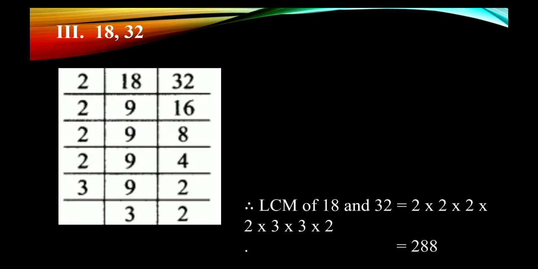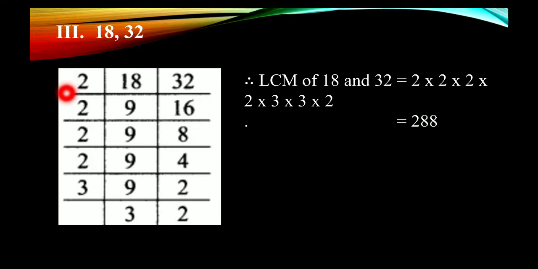2 4s are 8. Now if we see, children, 9 and 4, both numbers have no common divisor. So 2 2s are 4. Now we have 2 as a prime number, we will stop it here. Now I have 9 here. 3 3s are 9. So we'll stop here. Therefore the LCM of 18 and 32 is 2 multiplied by 2 multiplied by 2 multiplied by 2 multiplied by 3 multiplied by 3. If we multiply, we will get the answer 288.